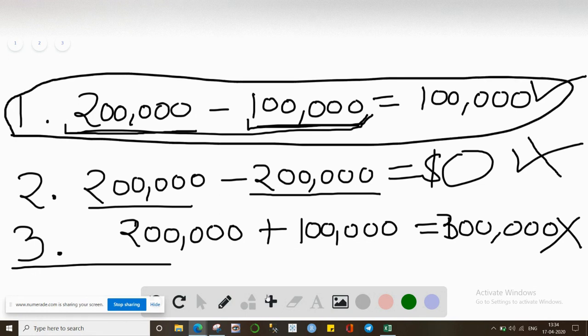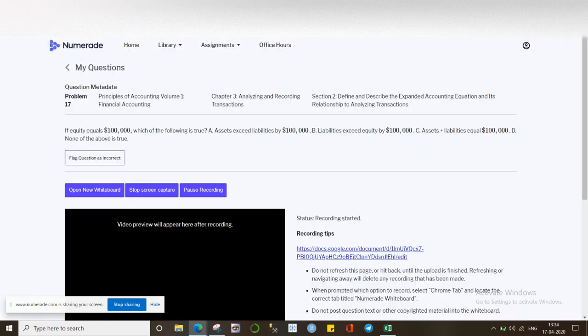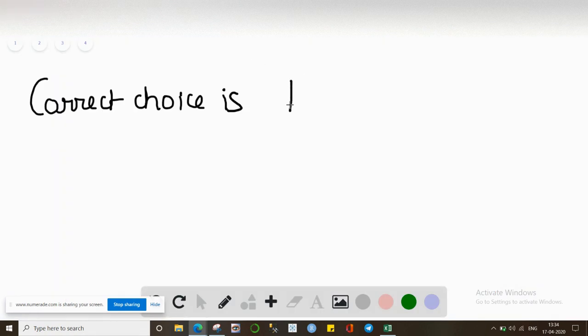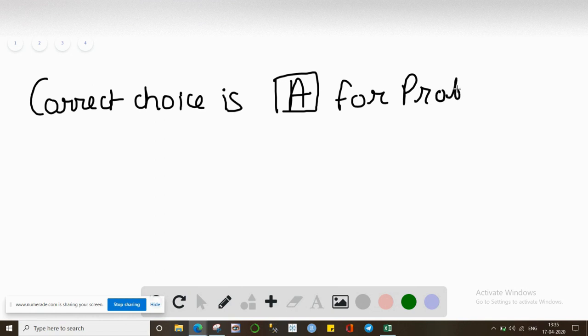So the first equation is correct. Okay. So the correct choice is A, for problem 17.